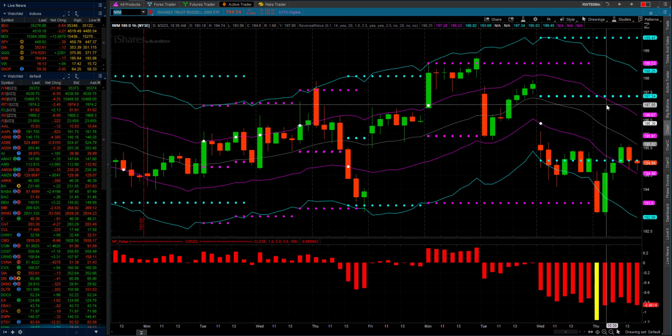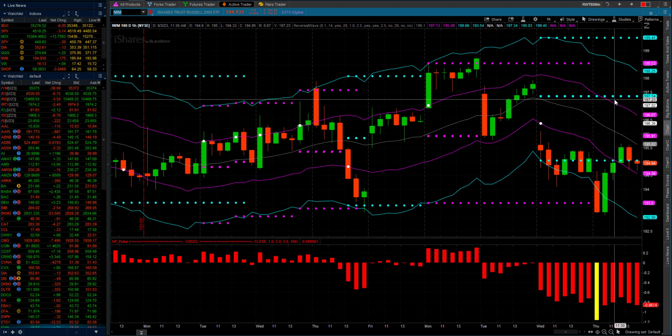We do have a new long setting up. I can see my blue dots above. There's a long entry at 197.34, but we haven't hit that level yet. So until that level is hit, there's nothing for me to do. I'm not going to force the setup.